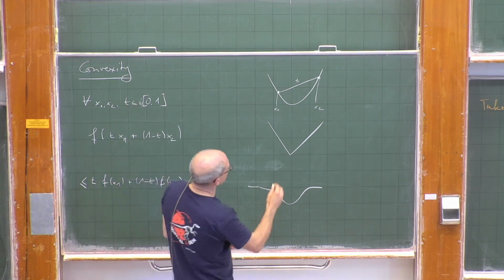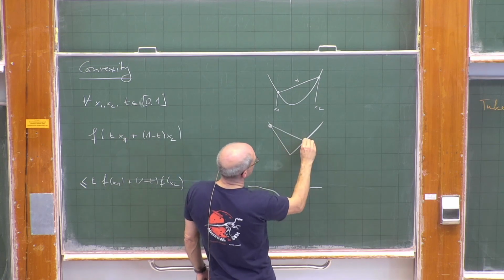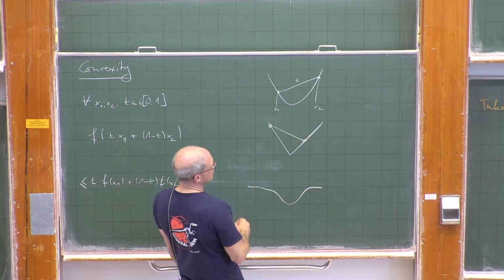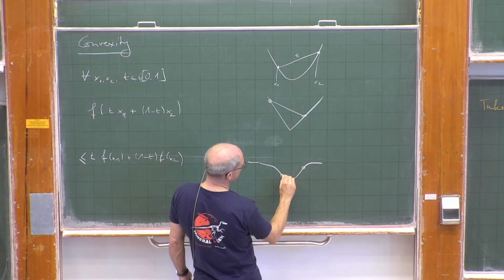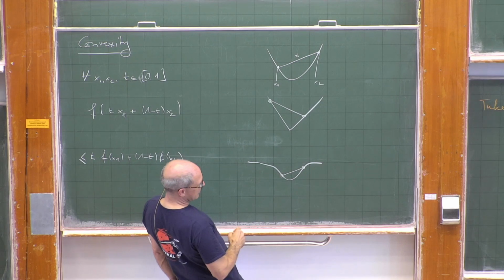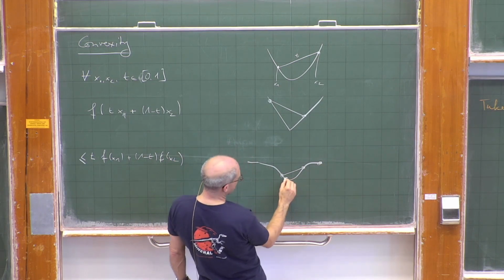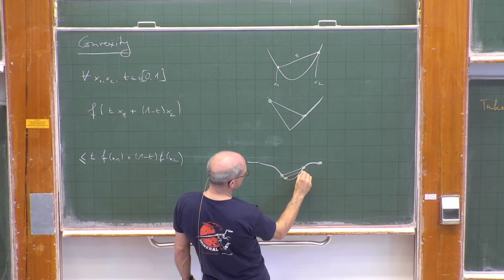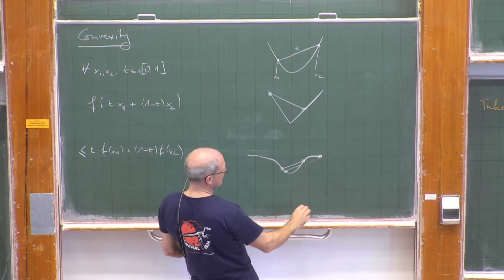Yeah, so here, pick any point, and yes, our linear interpolation is above. Here, pick this point and pick that point. Yes, our interpolation is above, but pick this point and pick that point. And here I have entered the hell of non-convexity.